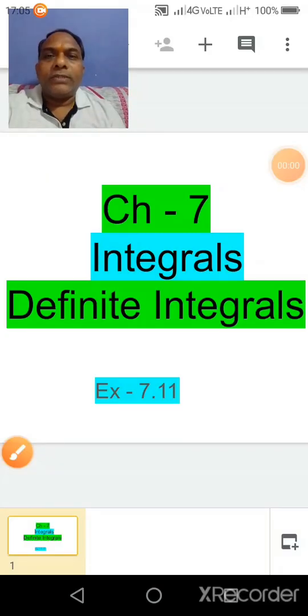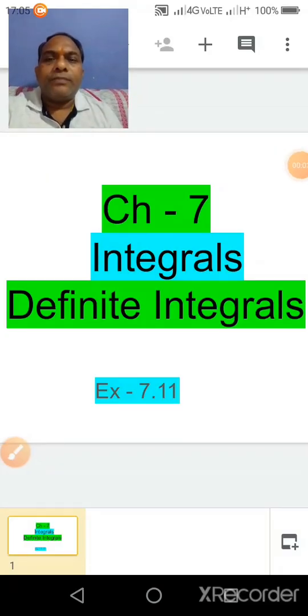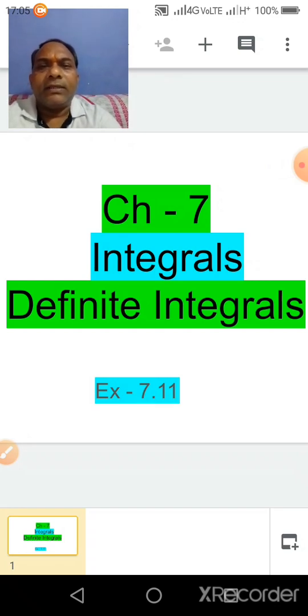So okay students, you have to solve exercise 7.11 with examples, and also you have to solve the miscellaneous exercise of chapter 7 with examples. Okay students, thank you.